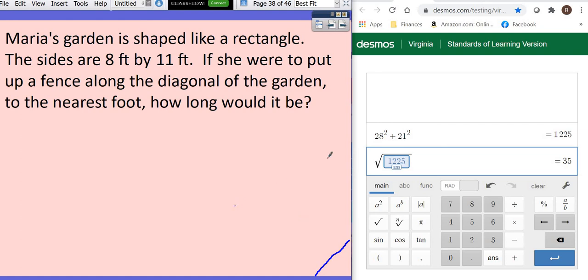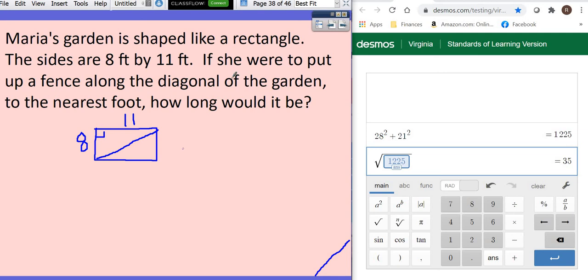I do. It says Maria's garden is shaped like a rectangle. That's interesting. So let's draw a rectangle. Okay. It says the sides are 8 and 11. So I'm going to make this one 8 and this one 11, since that's how I drew it. If she were to put up a fence along the diagonal, so here's my diagonal, guys. Not a very good one, but there it is. To the nearest foot, how long would it be?